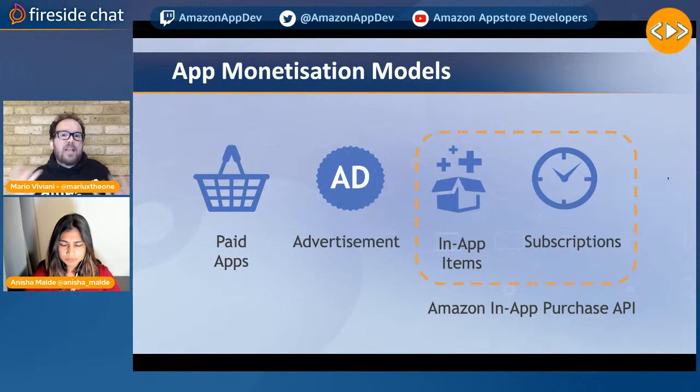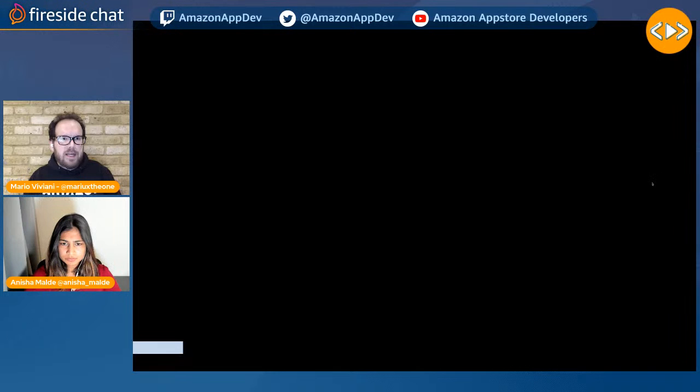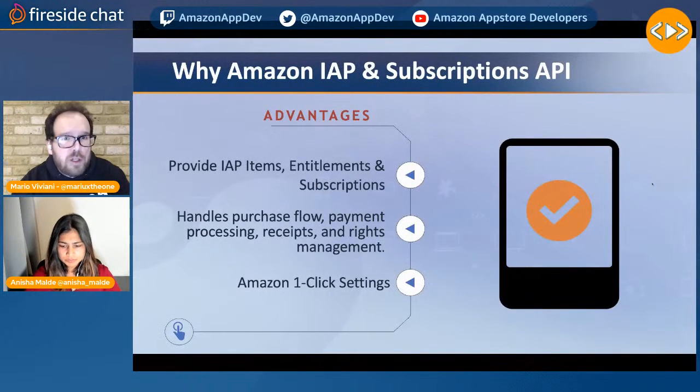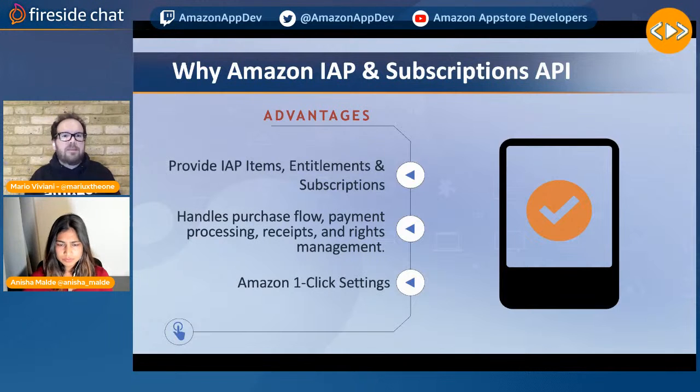So why should you use the Amazon in-app purchase API? There are a few advantages. First of all, as I said, it provides in-app purchase items, entitlements, and subscriptions. The second one is that it handles the purchase flow, the payment processing, all the receipts management, and even the rights management straight from the API and the service behind it.